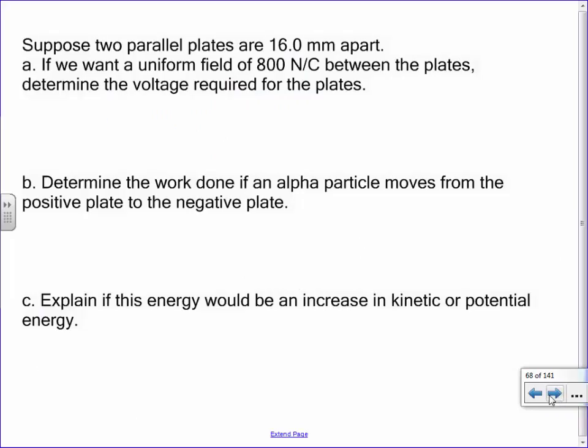Let's give it a try. You've got two plates. They are 16 millimeters apart. We know the field that we want is 800 newtons per Coulomb. Let's figure out the voltage. So this one's pretty straightforward. I just gave you the formula. The electric field strength for some plates is the change in voltage over the change in distance it has to undergo.